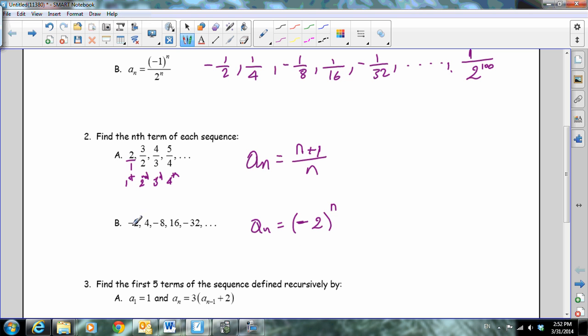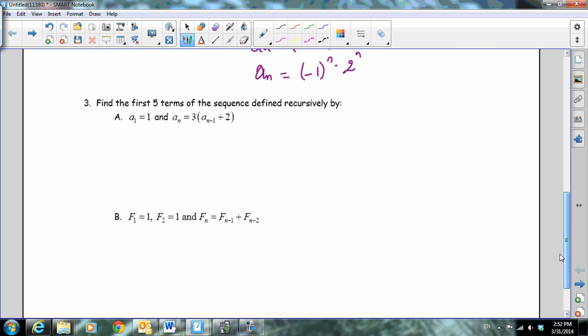Now, let's check. First, second, third, fourth, and fifth term. 2 to the power of 5 is 32. With the negative, that would be negative 32. Another way of writing this would be S of n is equal to negative 1 to the power of n times 2 to the power of n. But of course, the first one seems to be the best.